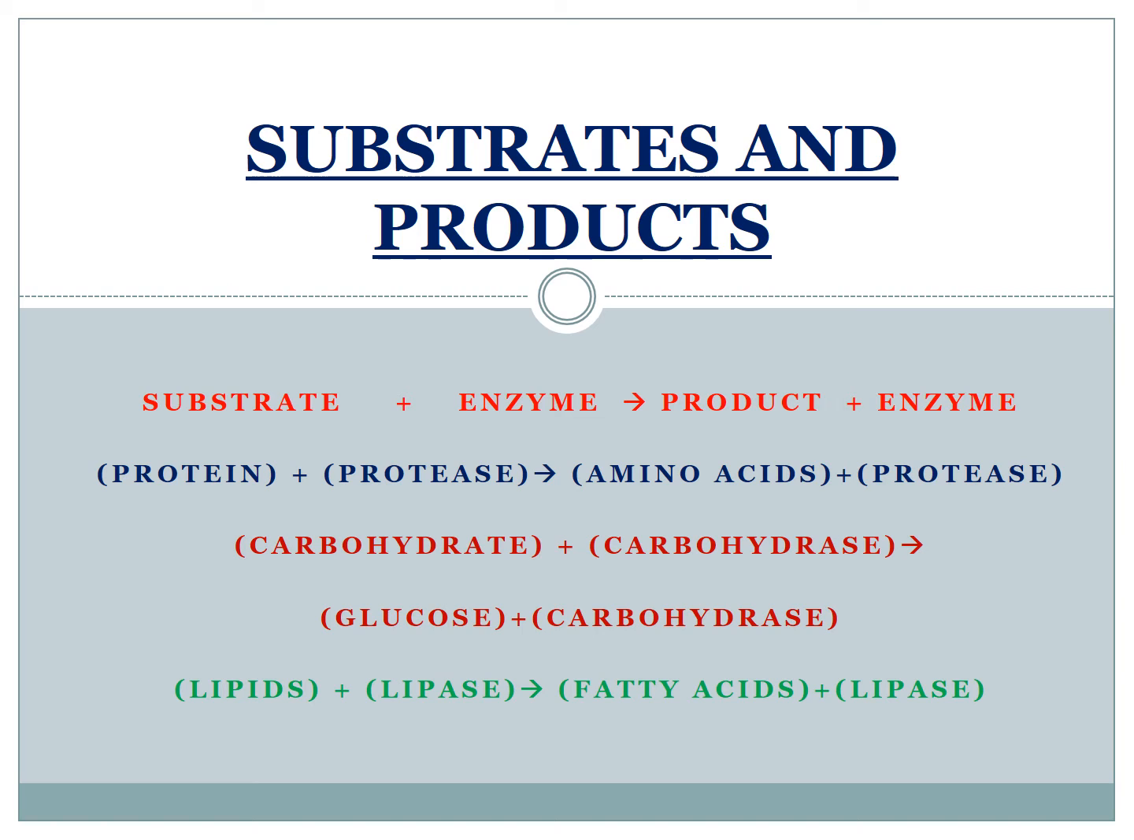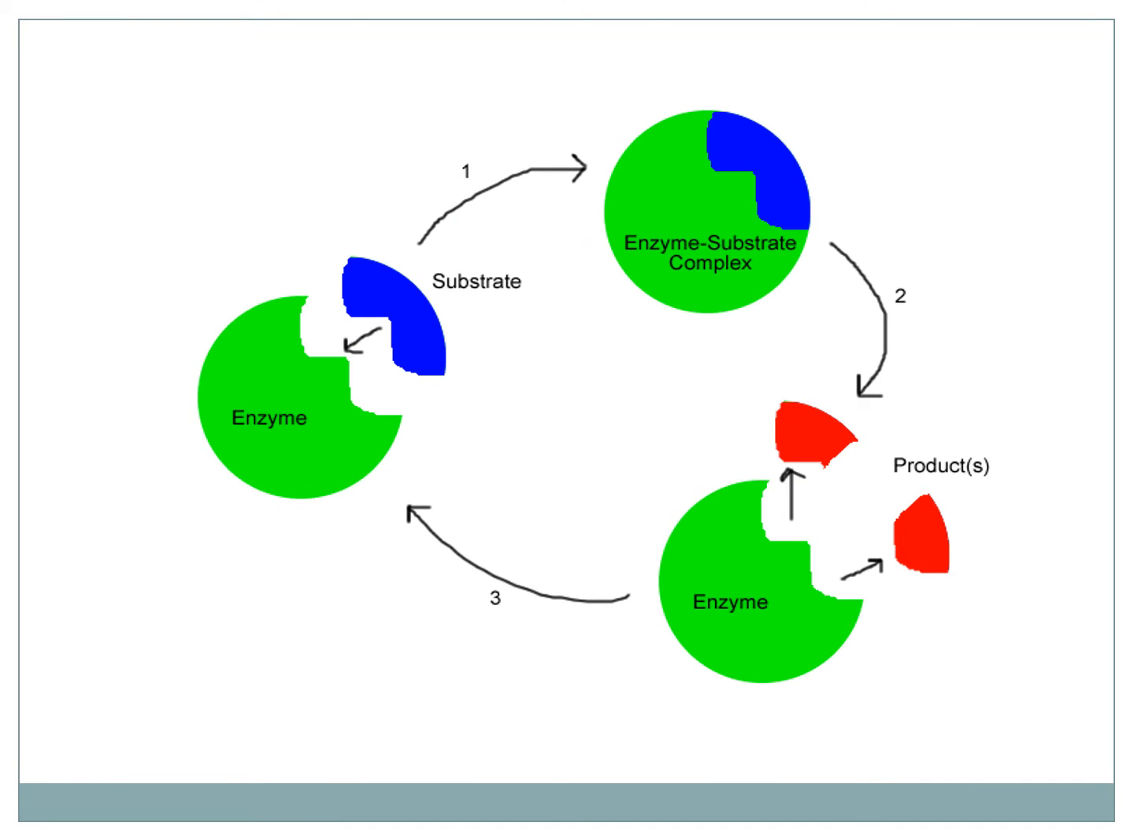Now going to the next, this is the diagram which shows you the action taking place between the substrate and the enzyme. They form the enzyme substrate complex, and after the enzyme substrate complex, the enzyme breaks down the substrate into different products, and the enzyme is released as it is.